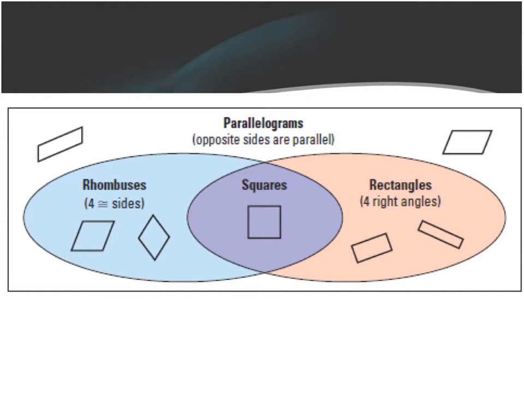Then comes this Venn diagram. A Venn diagram has properties that are separate and properties that overlap. The big box is parallelograms. In parallelograms, opposite sides are parallel, opposite angles are congruent, opposite sides are congruent, diagonals bisect each other, and consecutive angles are supplementary. That's true about every parallelogram, which means it's true about every rhombus, every square, and every rectangle.